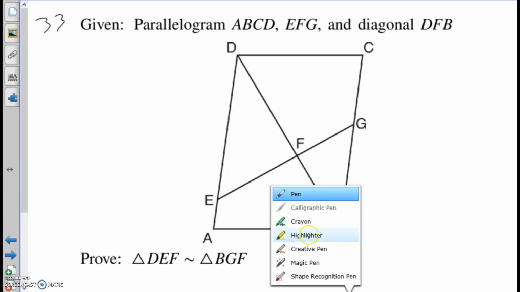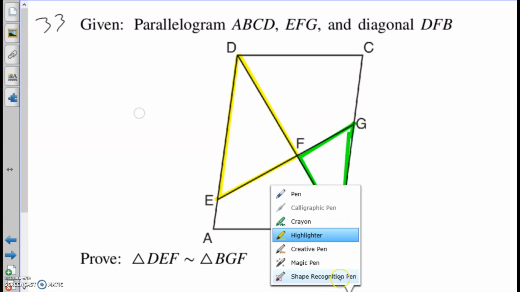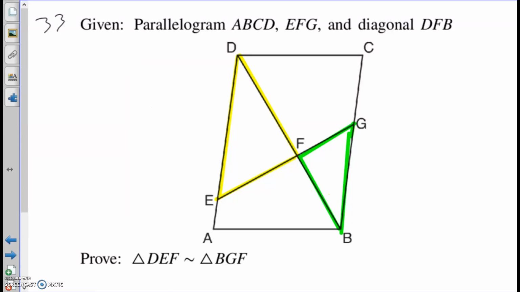Now, it's always helpful to highlight the triangles you're working with. D, E, F. So here's D, E, F. I want that triangle similar to B, G, F, this triangle here. And so I'm looking for angle congruencies when I'm doing similarity. The first thing that jumps off the page to me is I have vertical angles. So that's 1. The second thing is that you're given a parallelogram.